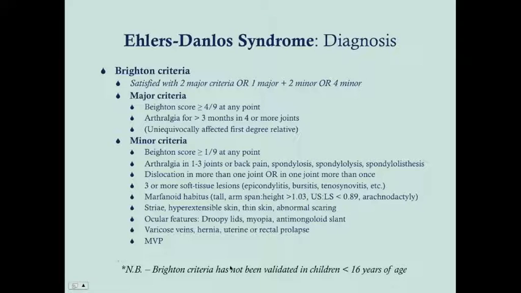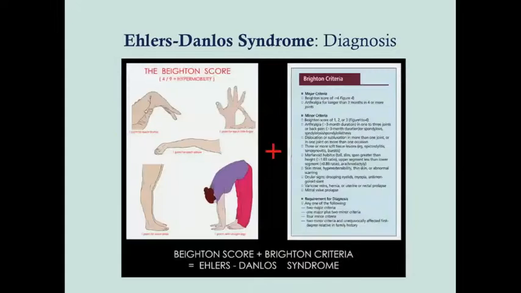So the Brighton criteria is primarily applied to adults. It has not been validated in children less than 16 years of age, but that doesn't mean it's not used in some cases. Don't memorize the Brighton criteria for the USMLE. You won't be asked on that specifically, but it's worth knowing that these are the things that we look for. So the Brighton score and the Brighton criteria are used together to diagnose Ehlers-Danlos syndrome clinically.